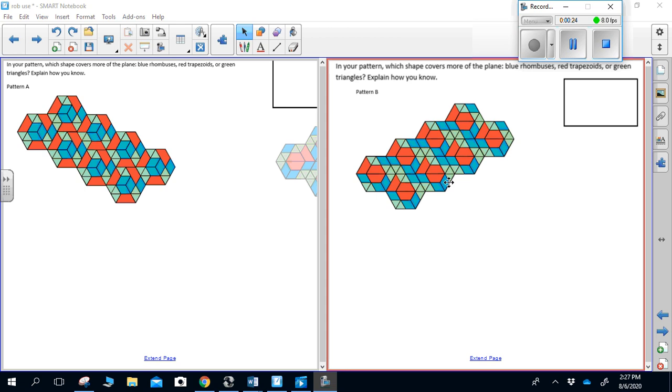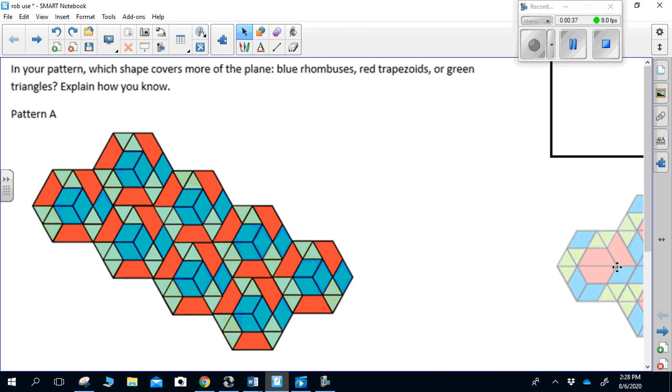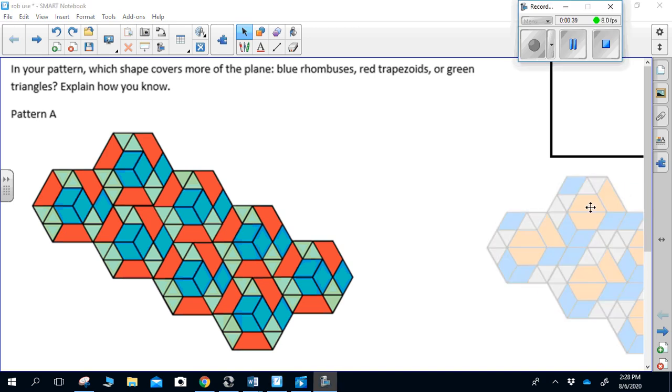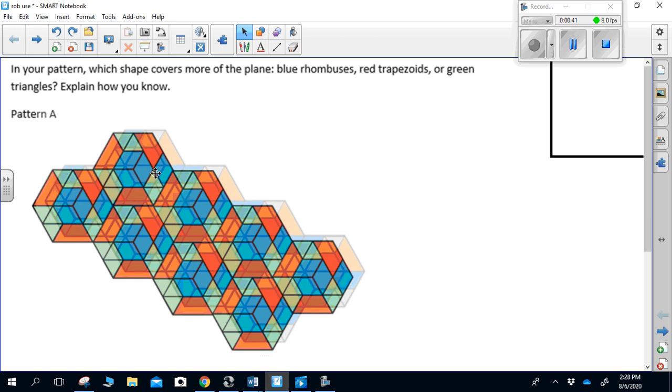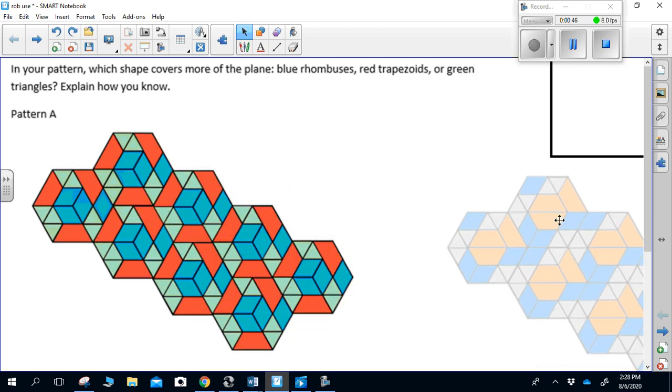So when I looked at these shapes, I wanted to make sure that they were the same. And so what I did was I took a piece of paper and I traced pattern B. And then I laid it on top of pattern A just to make sure that they were. And when I took pattern B and put it on top of pattern A, sure enough, exactly the same size. So I started and I began to count the triangles. And I counted 1, 2, 3, 4, 5, 6, 7, 8, 9, 10, 11.